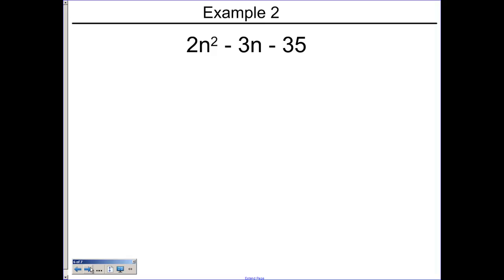Next example, 2n squared minus 3n minus 35. Well, the first thing I'm going to look for is pre-simplifying. Are there any factors in common? 2, 3, and 35. They have none, so I can go on to the next one. And I want to do an a times c. So a times c is going to give me -70. So 2 times -35 is -70. So I want to list the factors of -70 that will add up to a -3.